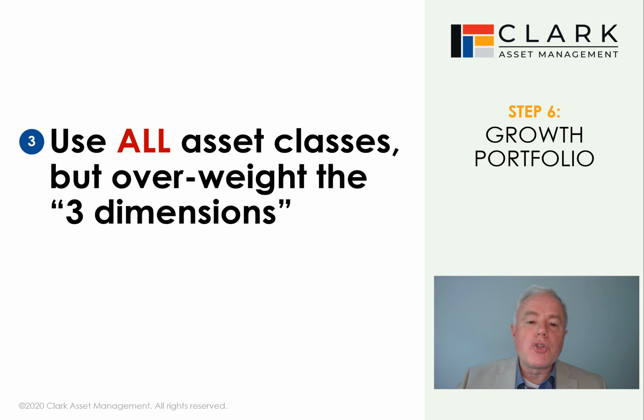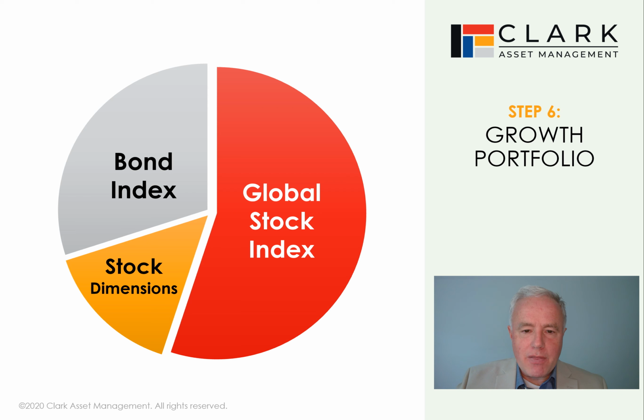What I want you to do is use all available asset classes, but then overweight the 3 dimensions that we mentioned. So let's pretend this is your portfolio. We have 30% of it in a bond index. We have about 50 or 55% in the global stock index or indices, the global stock market, thousands and thousands of stocks. But then in this yellow wedge, we are overweighting those 3 dimensions of higher expected returns. So take large caps and small caps. You're still going to own tons of large caps. It would be silly not to, but you're going to disproportionately own small caps. You're going to tilt towards small caps.